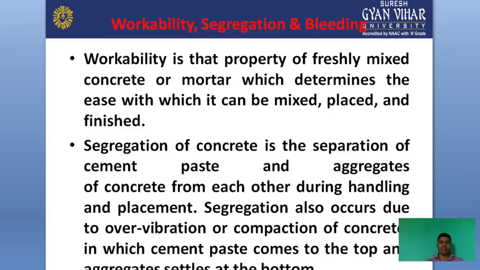And next is segregation. Segregation of concrete is the separation of cement paste and aggregates of concrete from each other during handling and placement. Segregation also occurs due to over vibration or compaction of concrete, in which cement paste comes to the top and aggregates settle at the bottom.